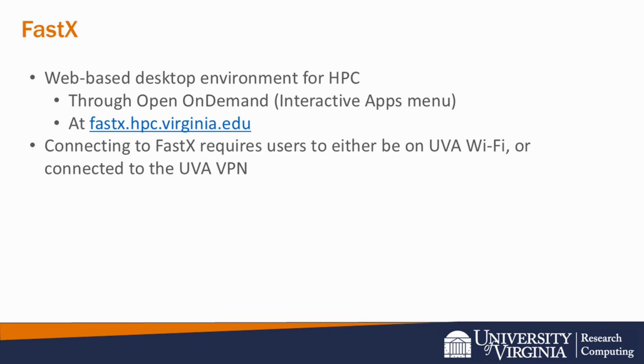Connecting with FastX is another web-based login method, which connects you directly to a desktop view. You can access it either through the Open OnDemand Interactive Apps menu or by using a direct link to FastX, fastx.hpc.virginia.edu. FastX requires you to be on the UVA network, either by using on-grounds Wi-Fi or Ethernet or by turning on the UVA VPN. If you are not on the UVA network, the page won't load.